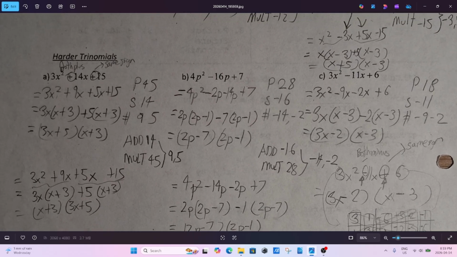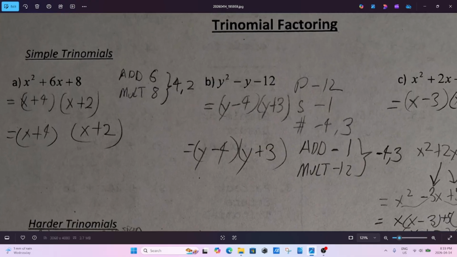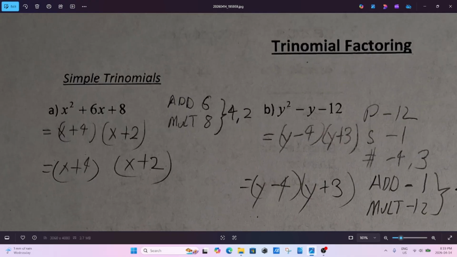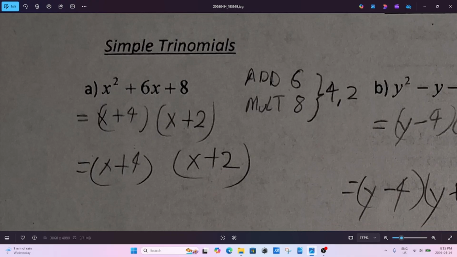Okay, trinomial factoring. Simple trinomials. So for example, we have x squared plus 6x plus 8. When you add the numbers, it becomes 6. When you multiply the numbers, it becomes 8. So the two numbers are 4 and 2. So we get x plus 4 times x plus 2.